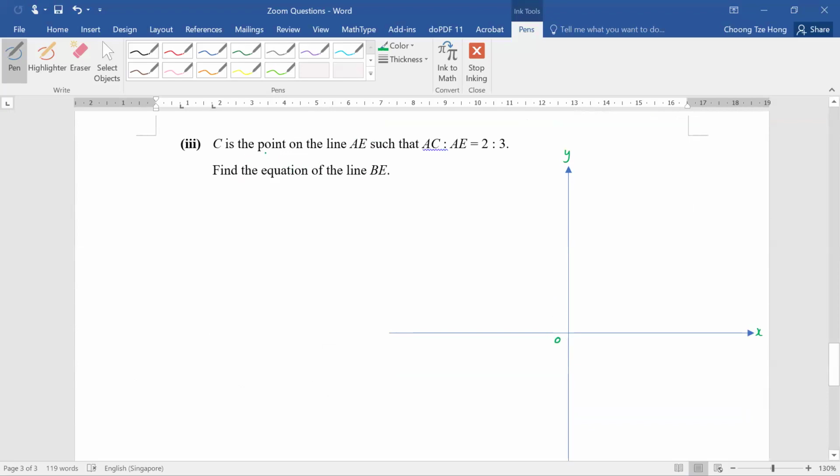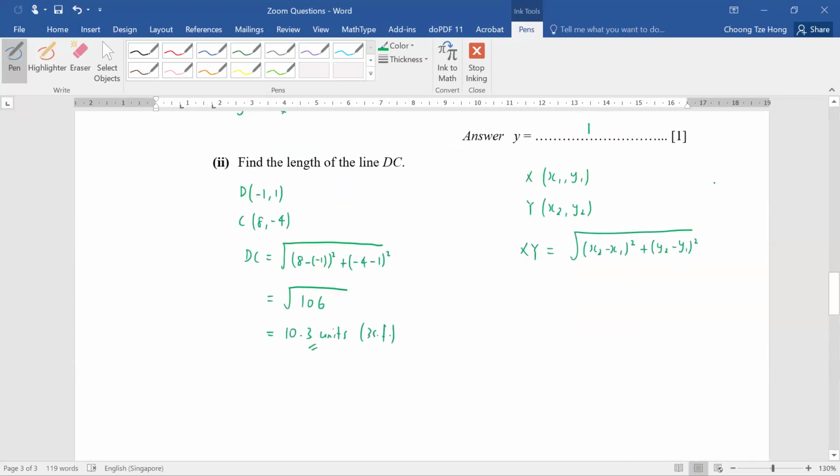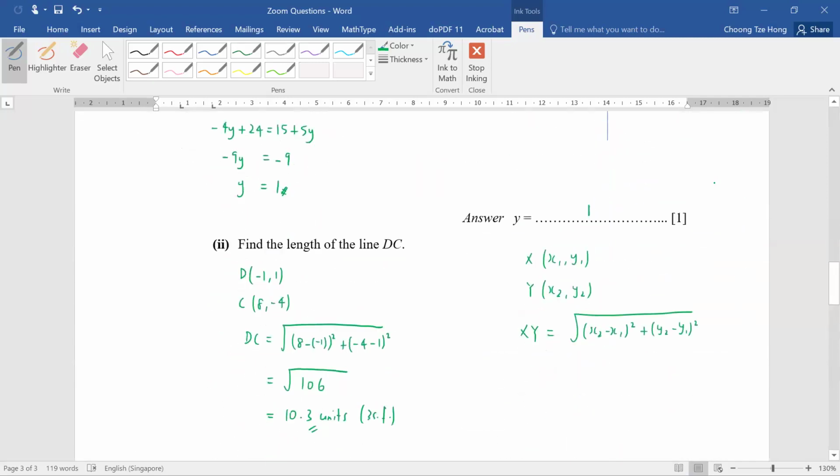Okay, so over here they say that C is the point on the line AE, such that AC is to AE is 2:3. Okay, so let's plot the point A. So 4 and 6 over here. Okay, so A is over here. Okay, so it is 4, 6. Okay, then point C is 8, negative 4, right?